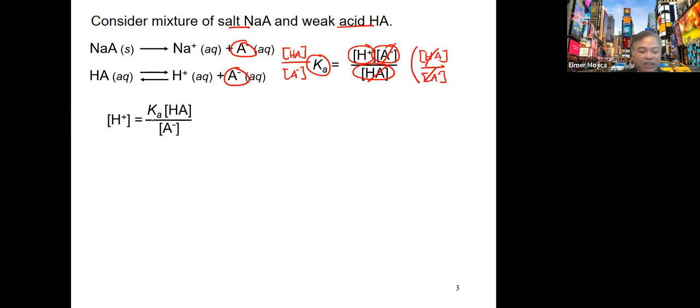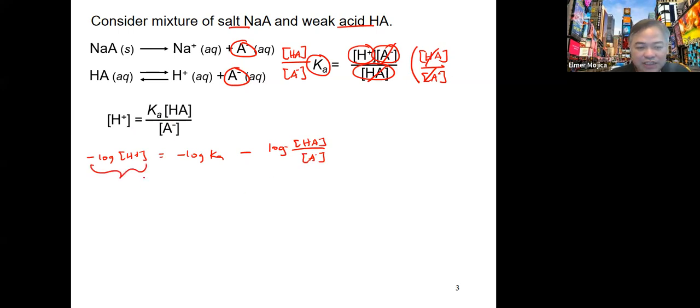Now what if we get the log of everything here? So that's the log of H plus equals the log of Ka, okay, minus the log of HA over A minus. So ano yung negative log of H plus? Anyone? That is equivalent to what? Negative log of H plus, that is your pH. Now, what is the negative log of Ka? We could say that's your pKa. Okay? Hindi siya 14. 14 siya kapag pH plus pOH. But negative log, so kung ano lang yung negative log, pero Ka instead of H plus, ilagay mo lang yung P. Parang negative log OH, that's pOH, right? Much better? Clear?